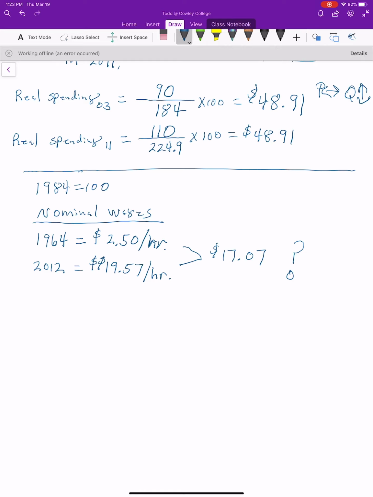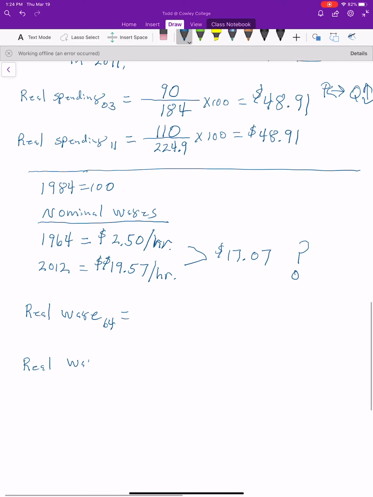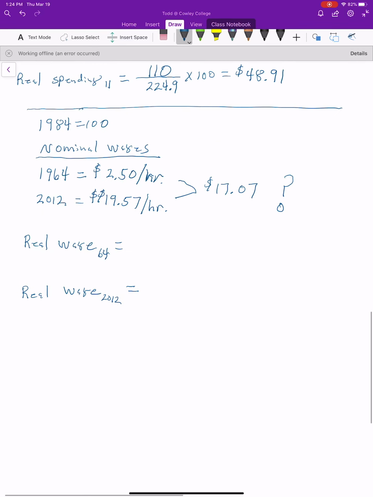So what I want you to do in just a moment is to calculate the real wage for 1964 and compare that to the real wage in 2012. And then tell me, did that wage increase or decrease, and by how much? Pause the video now. Okay, so I'm going to go ahead and draw my lines here so I can just simply fill in the blanks.